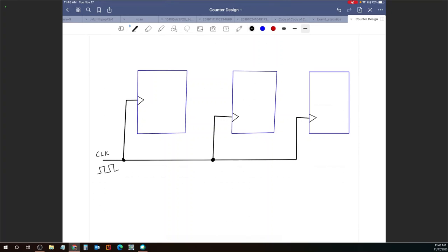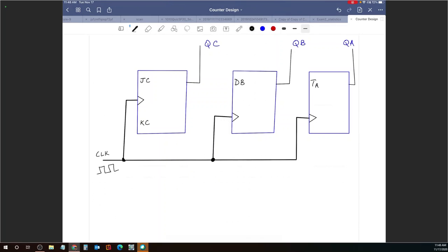The outputs are essentially our QC, QB, and QA, right? Those are the counter value. Then for the first one, we have JC and KC. Then we have DB. Then we have TA.